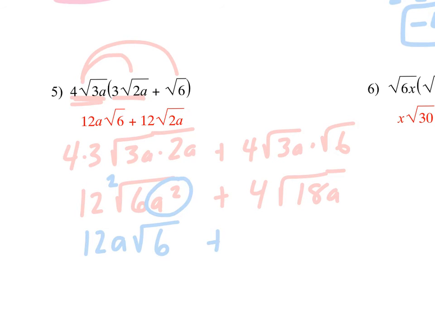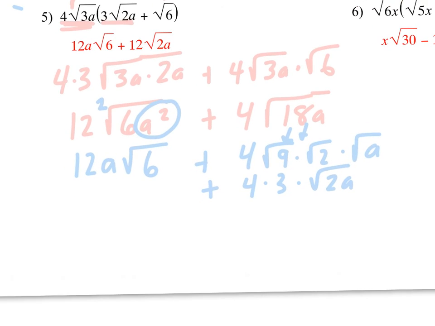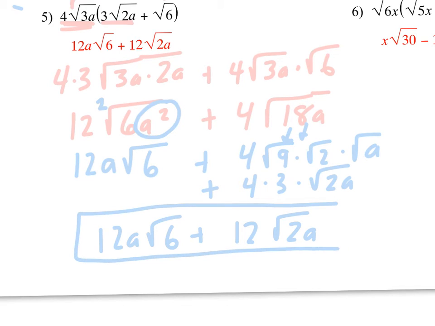Alright, the next one, we still have the 4 on the outside, but we're going to split up 18 into a perfect square. That'll be 9 times 2. And then we still have that square root of a. The square root of 9, of course, is 3. And the 2 and the a, you can't do anything with them. 4 times 3 will give me 12. So now I will have 12a, the square root of 6, plus 12, the square root of 2a. And as you can tell, same answer that we got at the top.